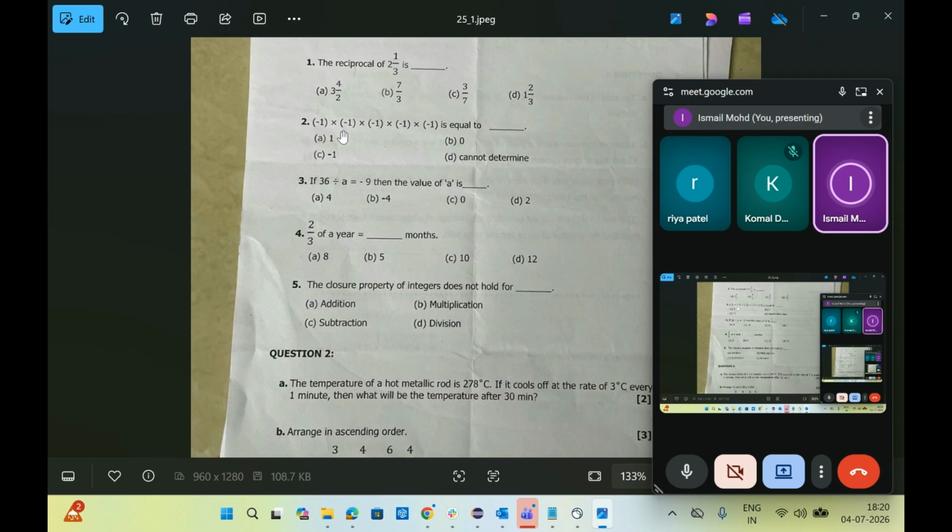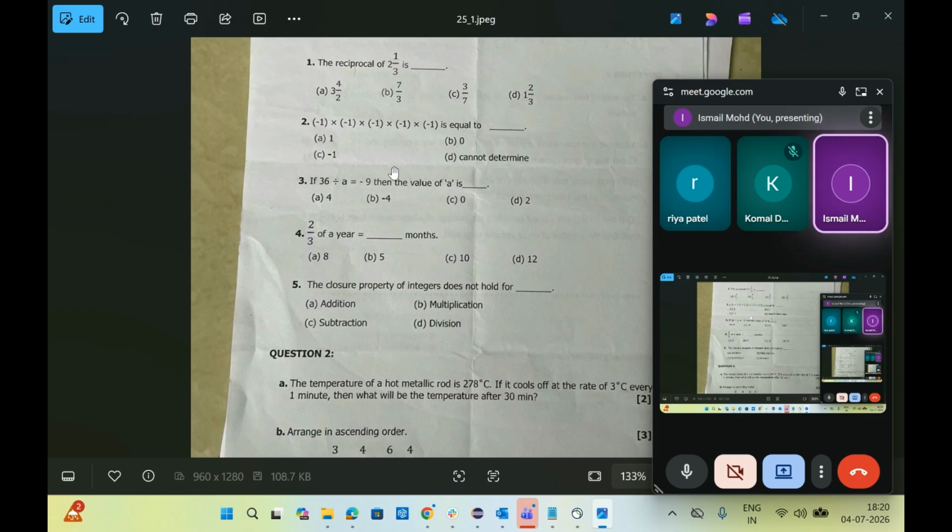And this one you remember. If you are multiplying minus 1 an odd number of times, the result is always minus 1. If you are multiplying minus 1 an even number of times, the result is always positive 1. Okay, so here how many times are you multiplying?